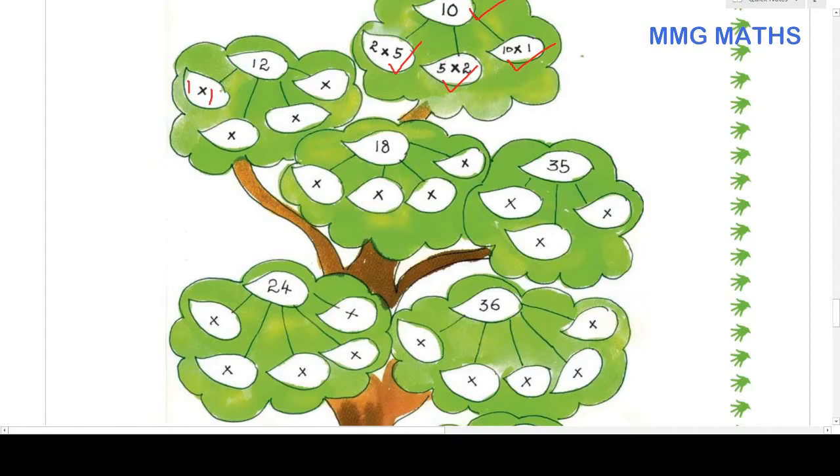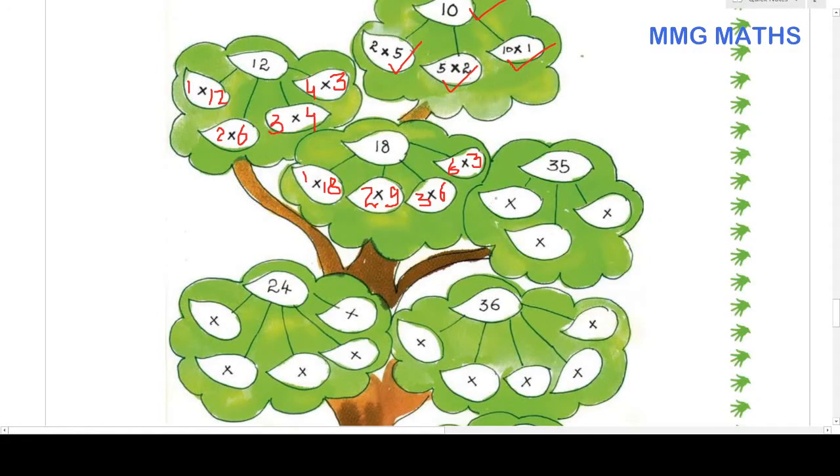So 1 times 12 equals 12, 2 times 6 equals 12, 3 times 4 equals 12, 4 times 3 equals 12. So in this way you have to complete the tree. Now 1 into 18, then 2 into 9 will be 18, then 3 into 6 will be 18, 6 into 3 will be 18.